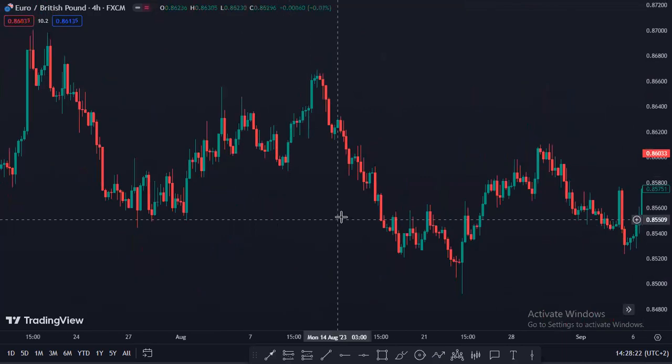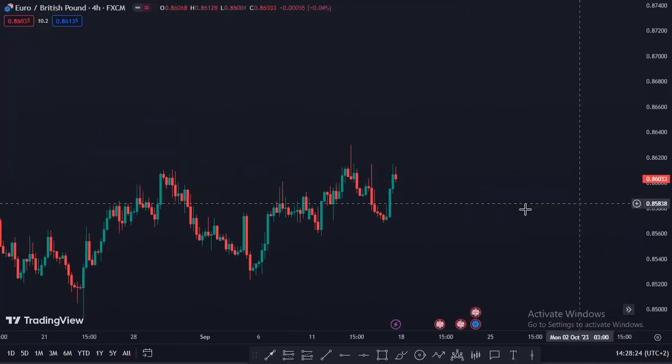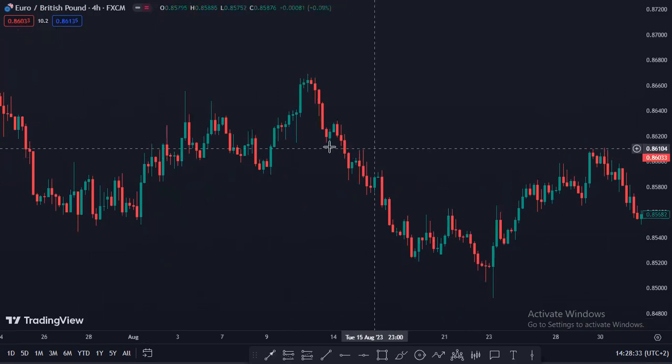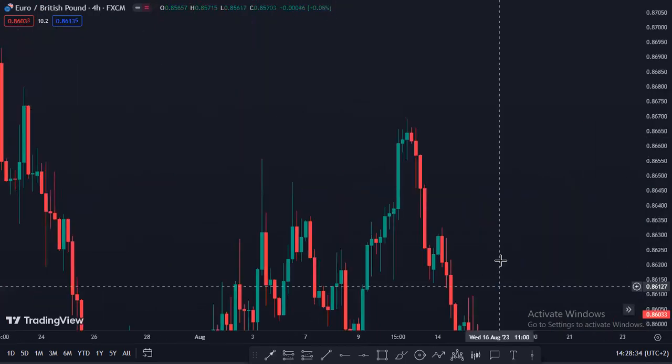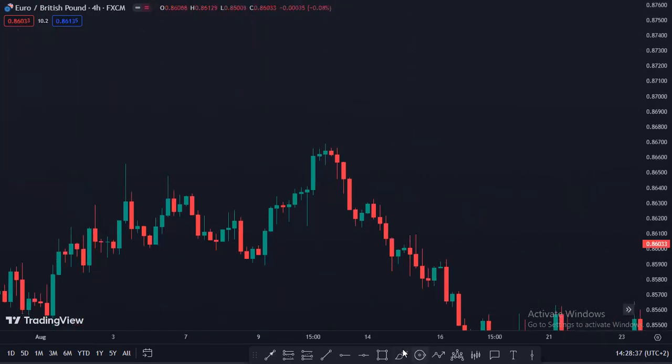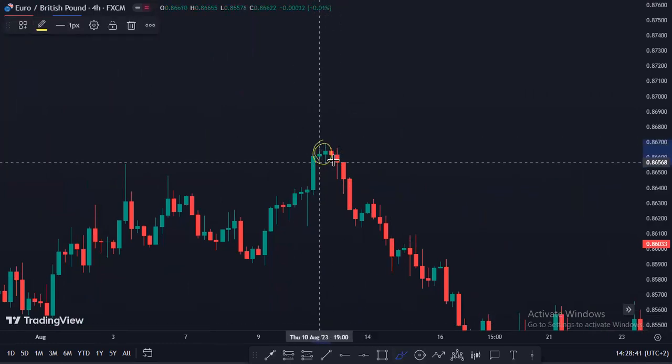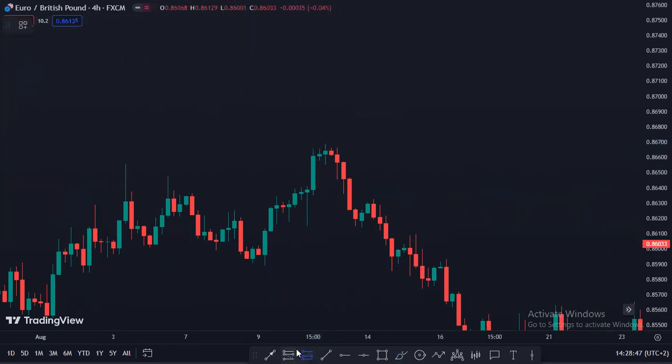So now let's try to find a dodgy candlestick. If you read the PDFs, then you should know how a dodgy candlestick looks like. Okay, this is also a dodgy, guys. This is also a dodgy, right? This is also a dodgy. So now you can see after the dodgy candlestick, what happened.